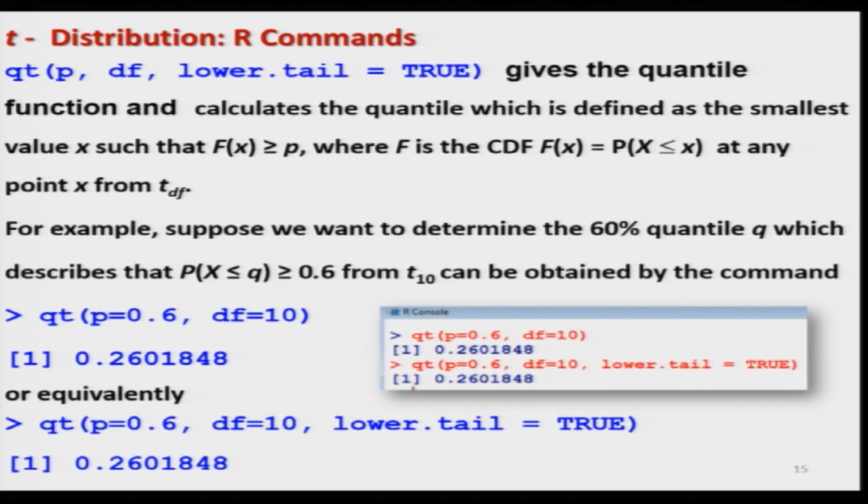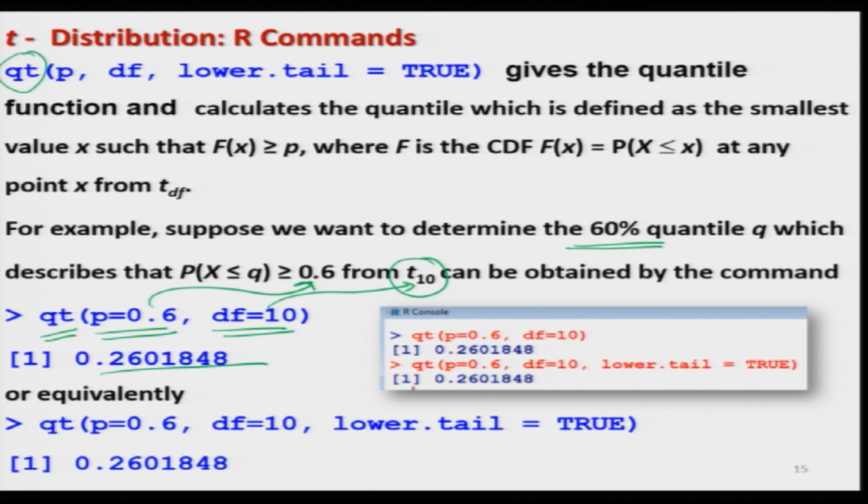Similarly, if you want to find the quantile, then my command for the t distribution is qt. Suppose I want to find the 60% quantile from the same distribution, that is t with degrees of freedom 10. That can be obtained by writing qt, p equal to 0.6 and df equal to 10. The 0.6 is coming from here, and df equal to 10 is the degrees of freedom of the t distribution. This value comes out to be 0.26.